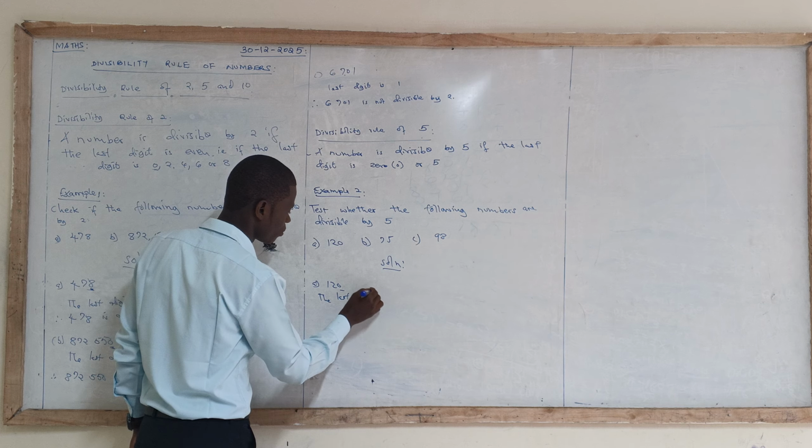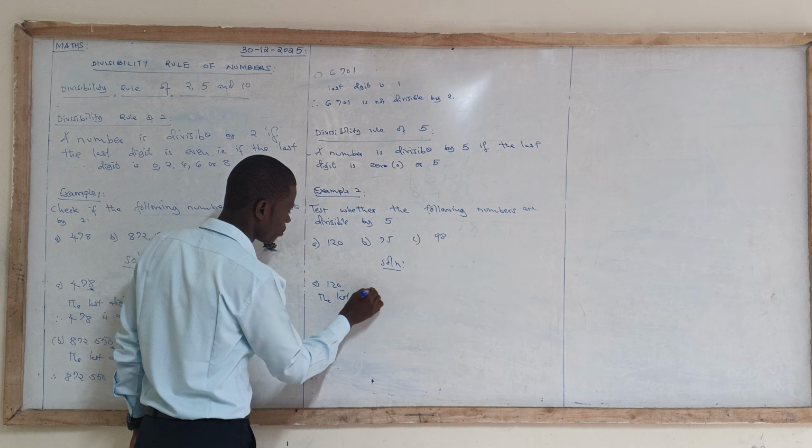And you have given your reason. You give the reason: the last digit is 8, and a number is divisible by 5 if the last digit is 0 or 5. Here the last digit is 8, the number is not divisible by 5. Here the last digit is 5, the number is divisible by 5. Here the last digit is 0, the number is divisible by 5.